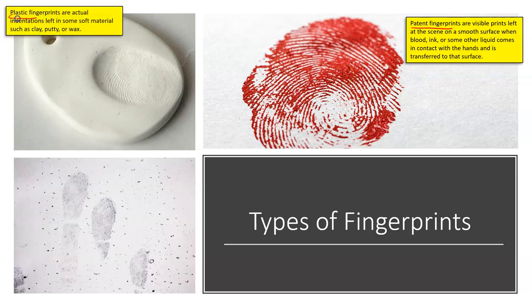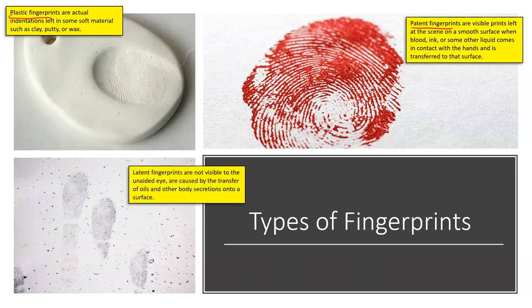A plastic fingerprint is an actual indentation left in some soft material like clay, putty, or wax. So if, for instance, there was a really soft, malleable material at a crime scene and I put my hand in it and it left an impression of my fingerprint in the soft clay, that would be a plastic fingerprint. Again, you would not need to dust that in order to get a good signature of that particular fingerprint.